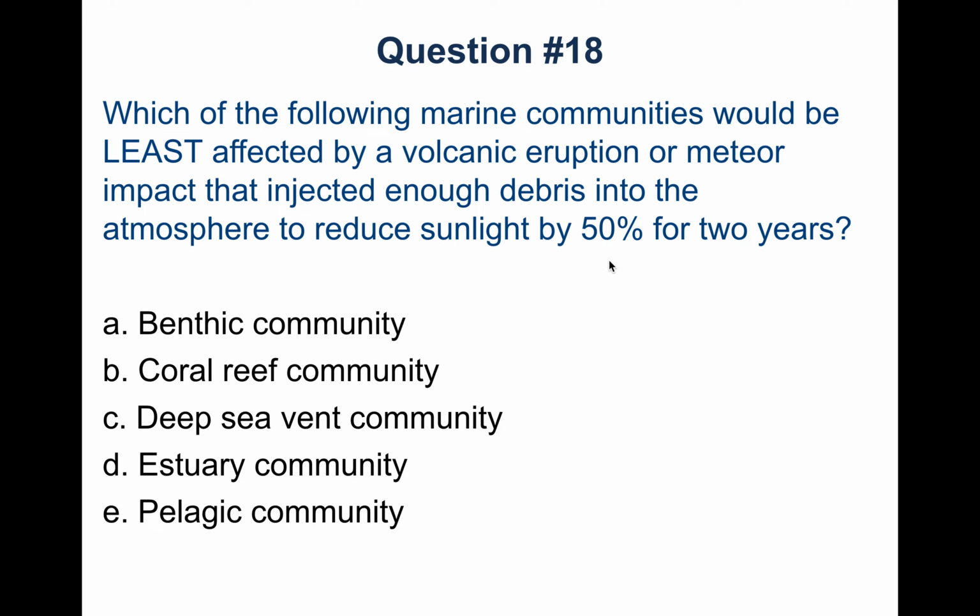But also, if you reduce sunlight, which means you reduce photosynthesis, that means you reduce oxygen output. So you also have to think about the organisms that actually use oxygen. And it's for 2 years. This is a very long time. So it is actually a community that doesn't really have an oxygen-rich environment and is filled with organisms that use something other than sunlight for energy production. All right, so this is going to be the deep sea vent community.